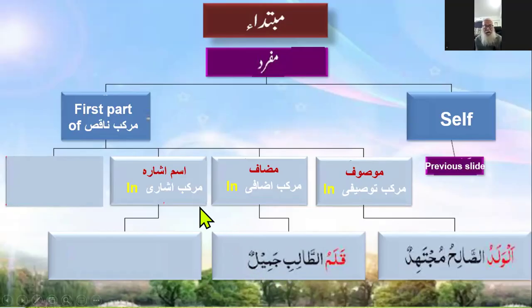Again, ismu ishara example is hazal waladu salih. Hazal waladu is coming as a mubtada. The first ism will be mubtada. The second has a relation with it, musharun ilaih. Salihun is the nakra ism, the khabar. Now which compound is left? We talked about the murakkab tawsifi, murakkab idafi, murakkab ishari. Which one is left?